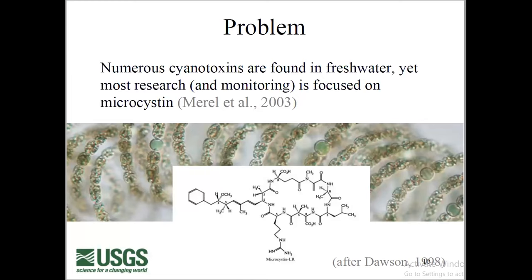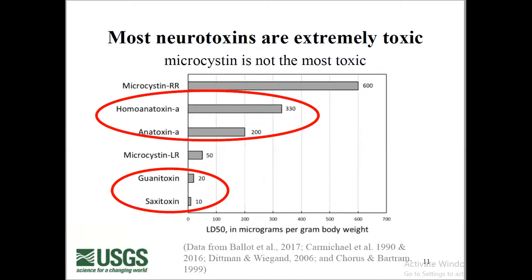So one of the problems is that there are numerous cyanotoxins in freshwater, yet most monitoring is focused only on microcystin. Next slide. And part of the problem with that is that microcystin is not the most toxic. So in this slide, you see the LD50, which is the lethal dose whereby 50% of the organisms would die at that dosage. And those smaller dosages for saxitoxin and guanotoxin, for example, means that's more potent. So saxitoxin and guanotoxin are more potent than microcystin LR. And homoanatoxin A and anatoxin A are more potent than many of the microcystin congeners. Next slide.